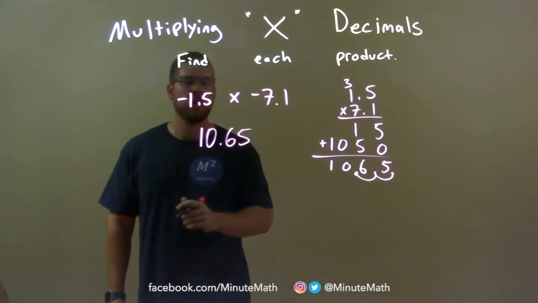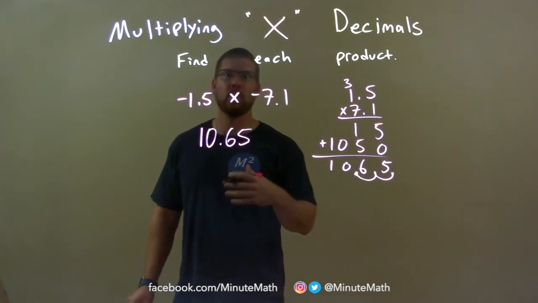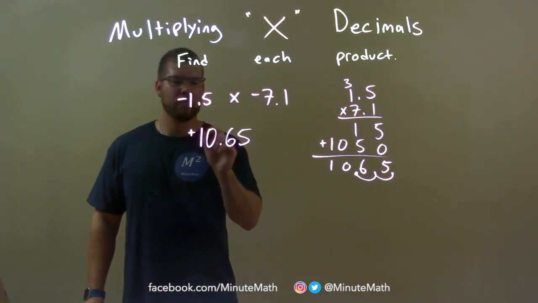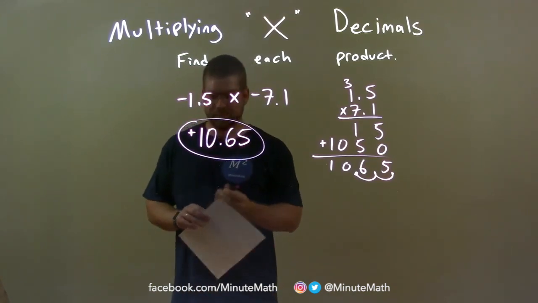So we have 10.65 right here. But now I have to worry about my negatives. A negative times a negative is always a positive. So we have positive here. So final answer, positive 10.65.